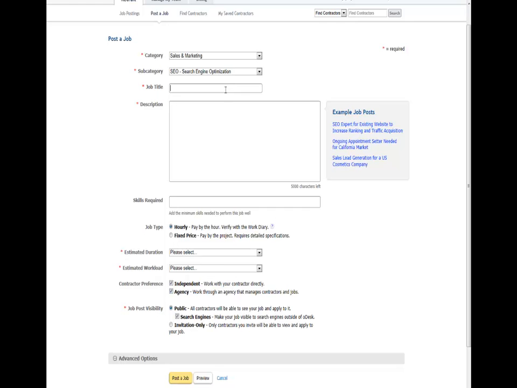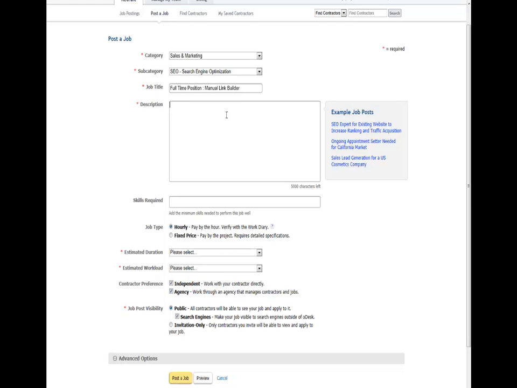So the job title would be full-time position, manual link builder. Okay, so that tells people what you want. You have someone that's full-time, you might be part-time, in which case you might say 30 hours a week or 20 hours a week or whatever you want.